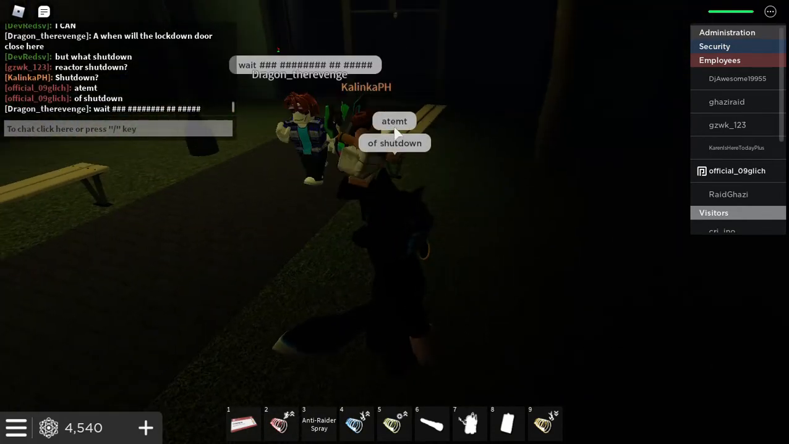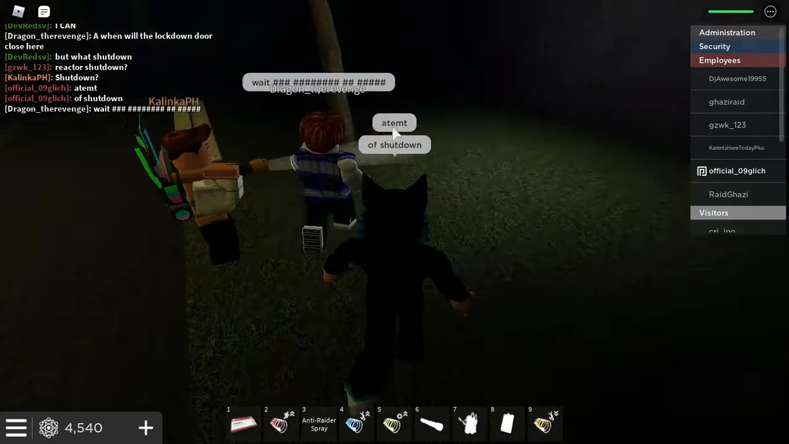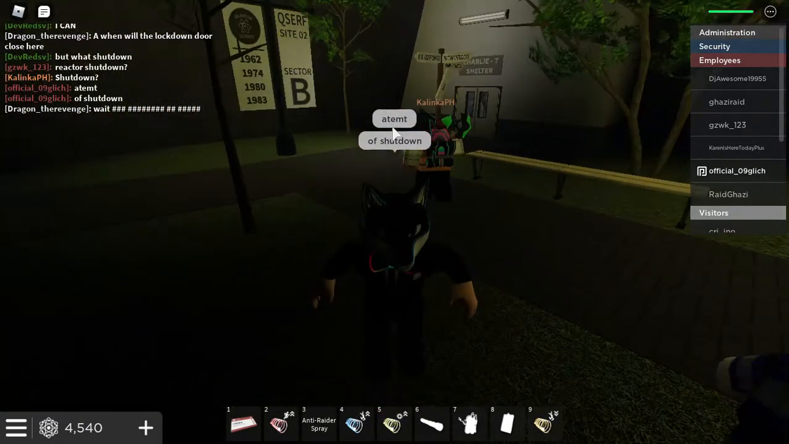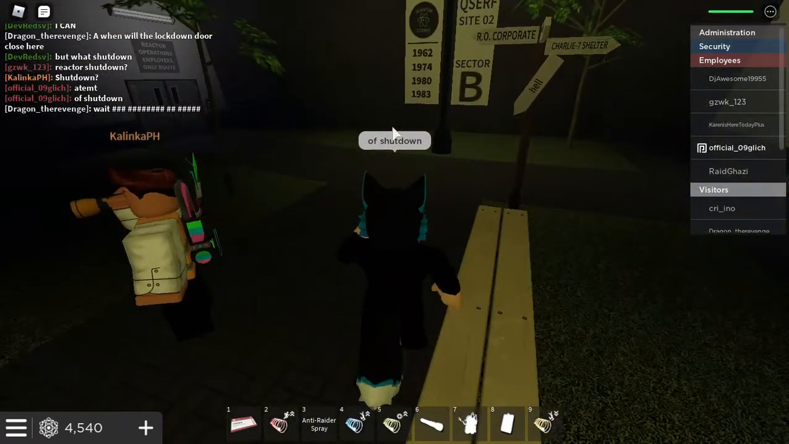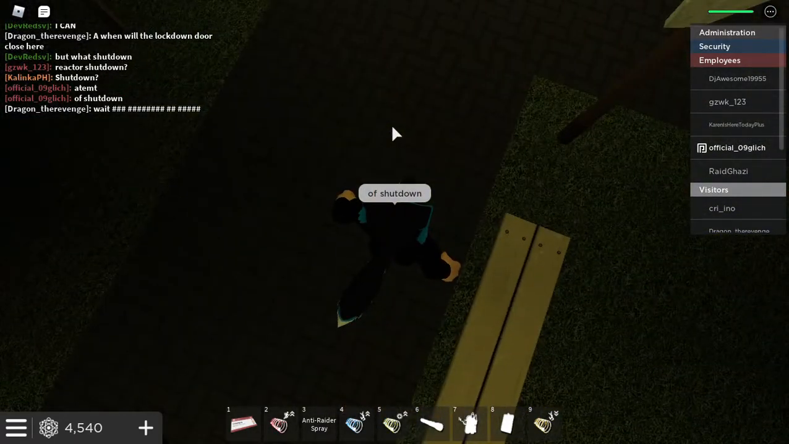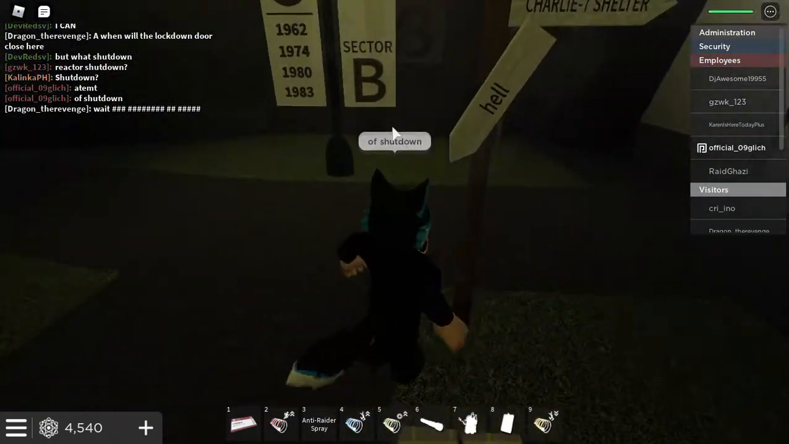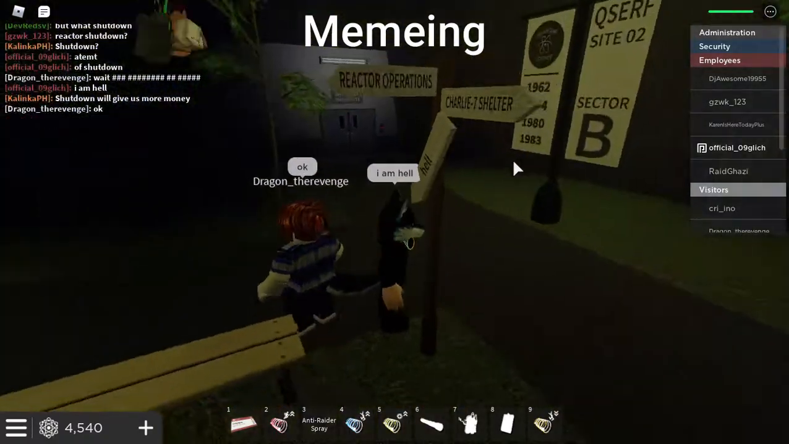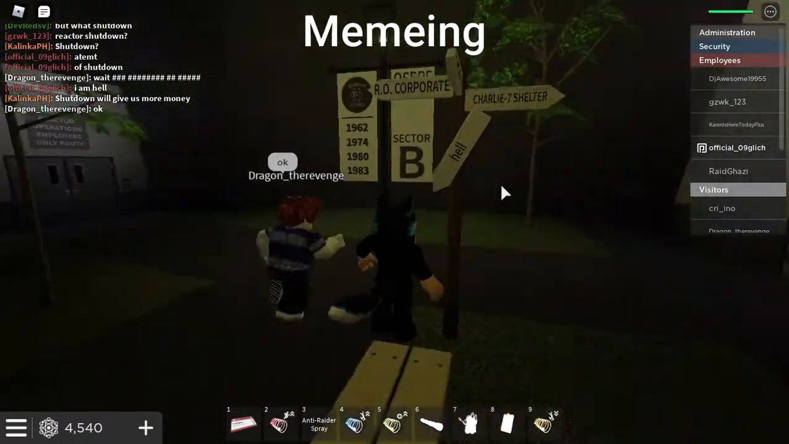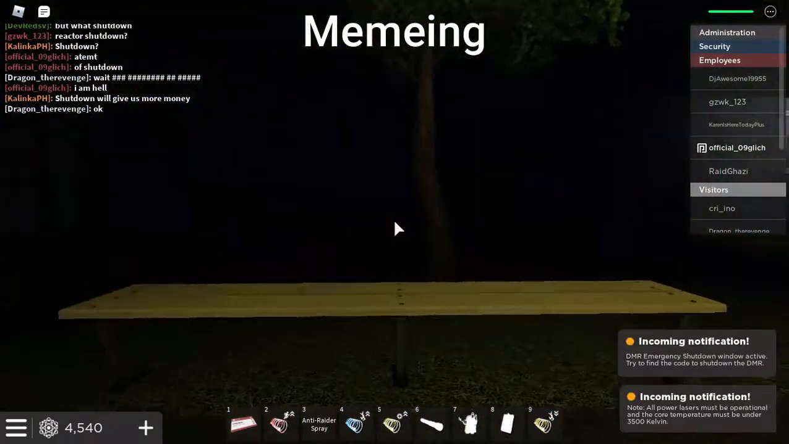Attention reactor operations control room personnel. You are instructed to attempt a reactor shutdown before evacuating the facility. Attempting to flee will have you terminated on site. This is your only warning. Estimated time of reactor destruction. Danger. Dark matter explosion will occur in T minus 10 minutes. The option to shut down reactor will expire in T minus 5 minutes.